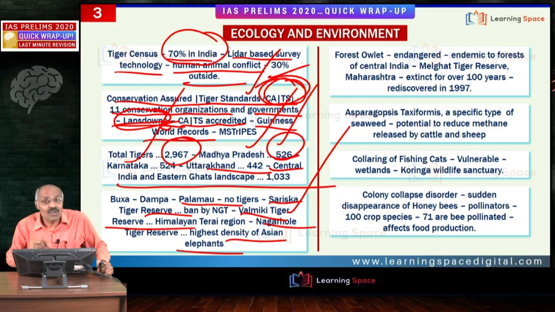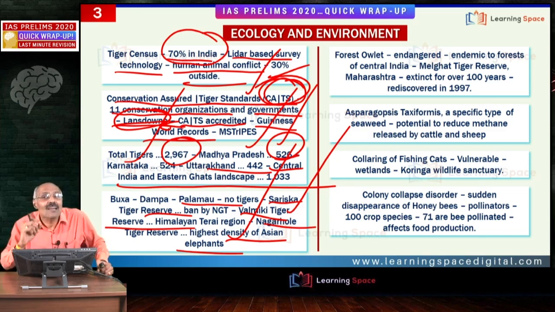And this Nagarhole Tiger Reserve, I have already told you, has the highest density of Asian elephants, right? Friends, several tiger reserves. Another important aspect is Tadoba Andhari Tiger Reserve. This we talked about in the state of Maharashtra. It is quite often in the news because of some road work, right? And Bor Tiger Reserve is also in the news because of some road work. Bor Tiger Reserve is also in Maharashtra. It is the smallest tiger reserve, incidentally.